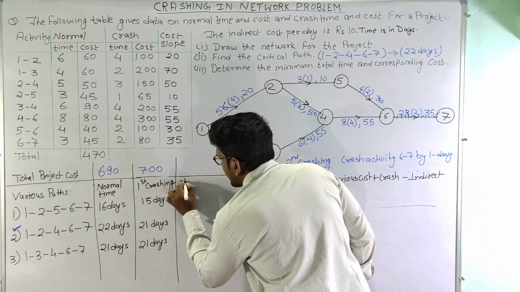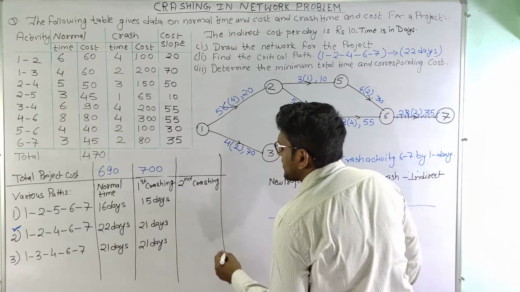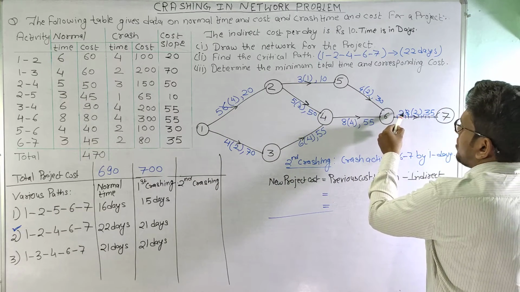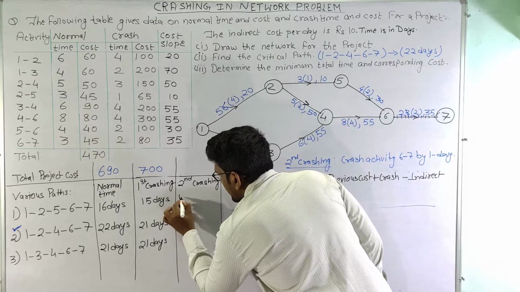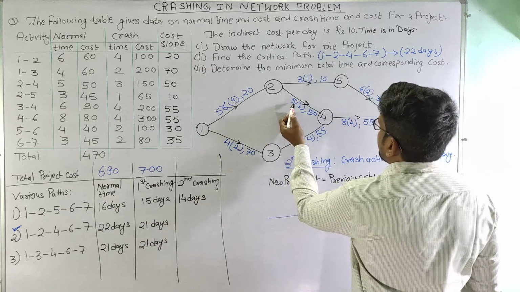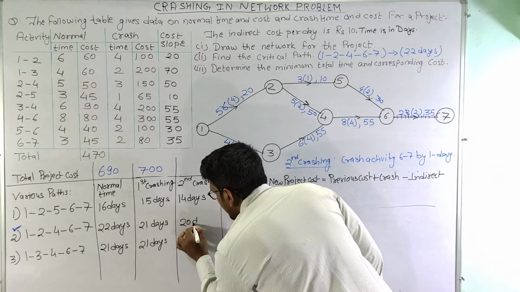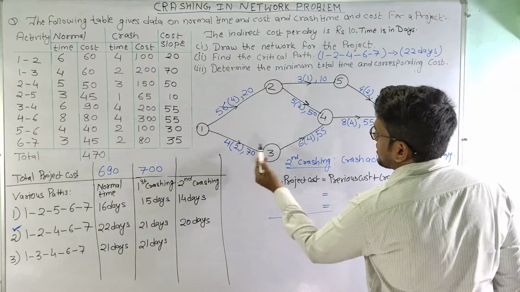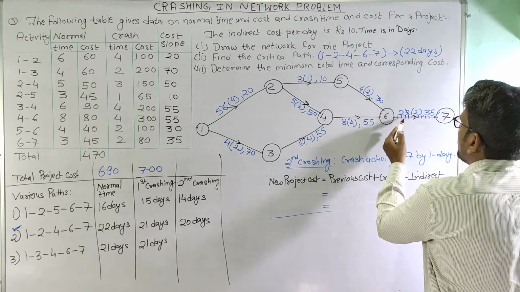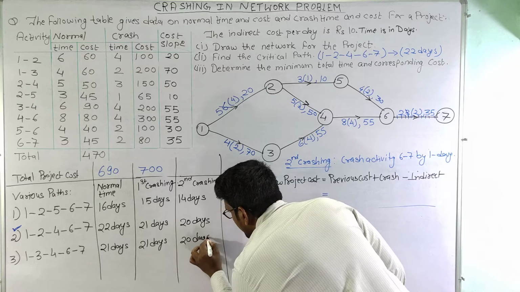So after the second crashing, we can see that the timings are 5 plus 3 is 8, 8 plus 4 is 12, 12 plus 2 is 14. So this will be 14 days. Similarly, for the second path, this is 5 plus 5 is 10, plus 8 is 18, 18 plus 2 is 20. So this will be 20 days. Similarly, the third path, 6 plus 4 plus 6 is 10, 10 plus 8 is 18, 18 plus 2 is 20. So this will also be reduced to 20 days.